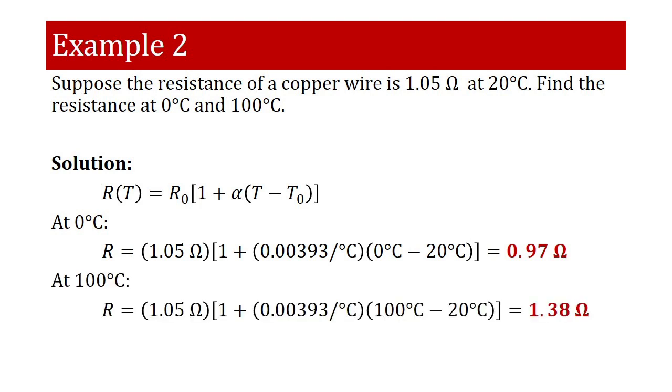For the temperature of 100 degrees Celsius, you do the same, you just replace 0 by 100 degrees Celsius, and you will get 1.38 ohms.